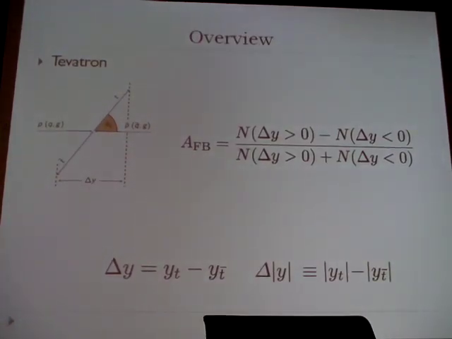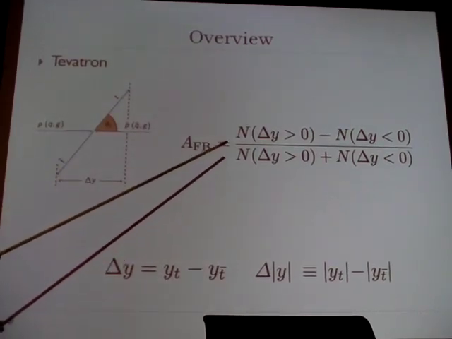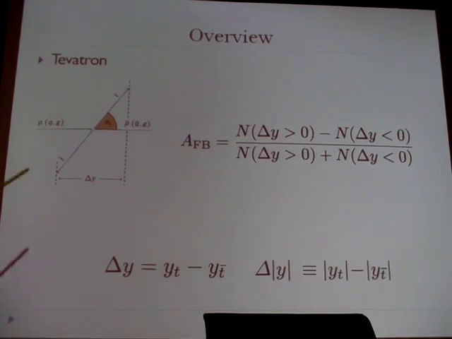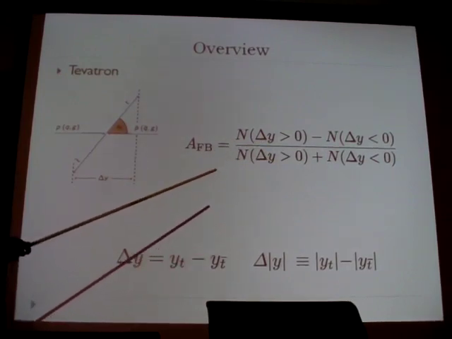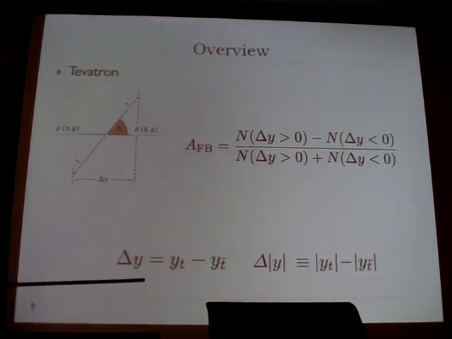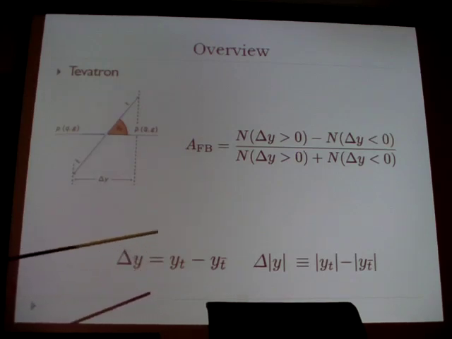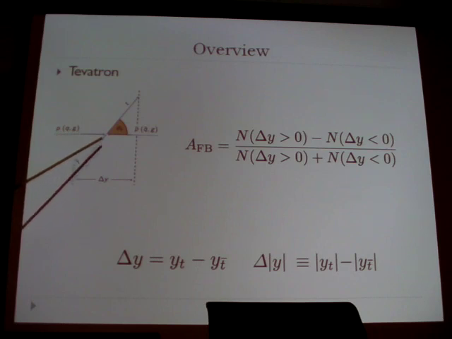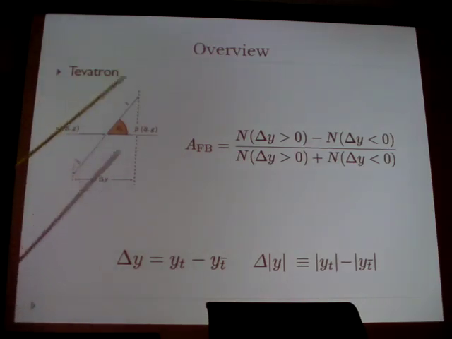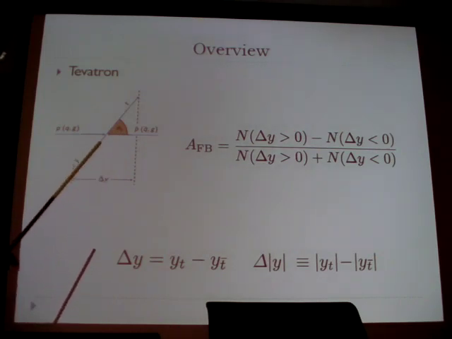Okay, so at Tevatron, the forward-backward asymmetry is defined as the number of forward events, the number of top quarks going forward, minus the number of top quarks going backward, divided by the total number of events. By forward events, we mean that if the polar angle between the momentum of the top quark and the momentum of the proton beam is smaller than 90 degrees, then we consider this a forward event. Vice versa will be a backward event.